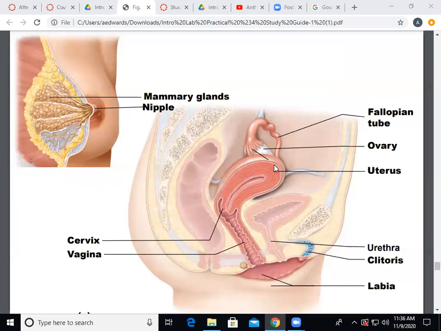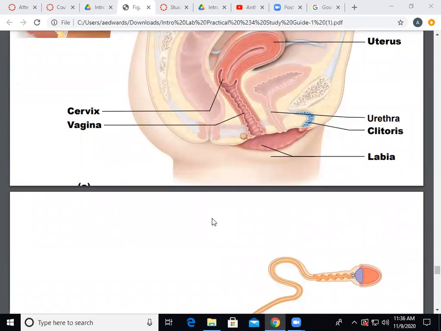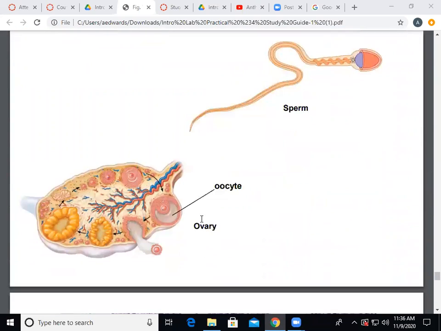Here you've got the cervix, open to the uterus, and you have the vagina here, and this is a kind of reference: there's your urinary bladder and your urethra. We also have the clitoris there, and the labia, which is the opening to the external environment. So those are structures in the female reproductive system.